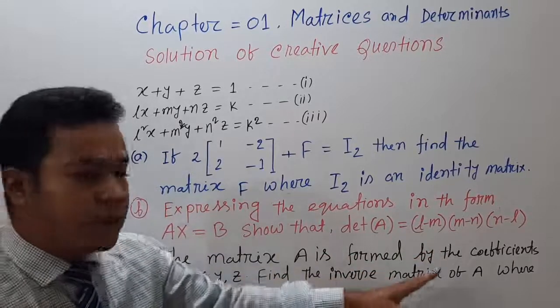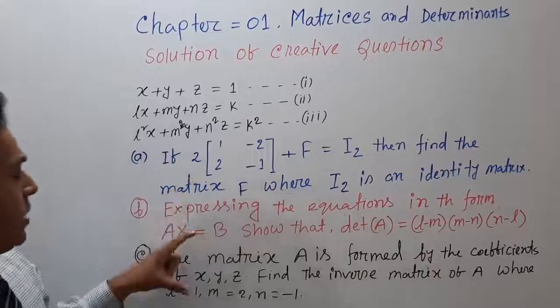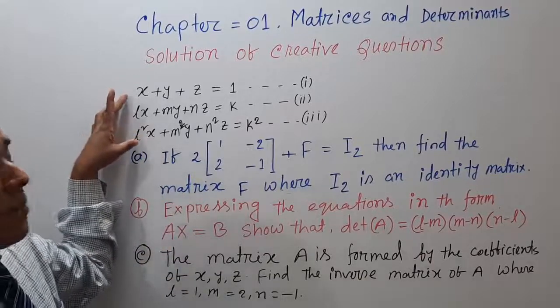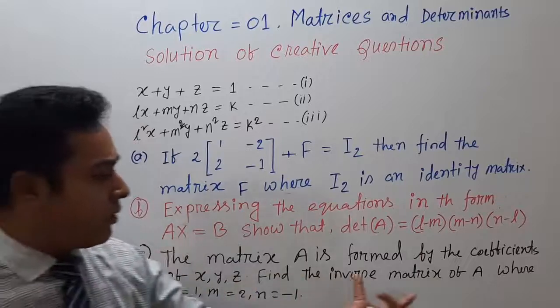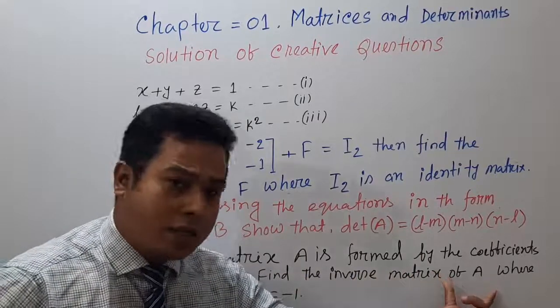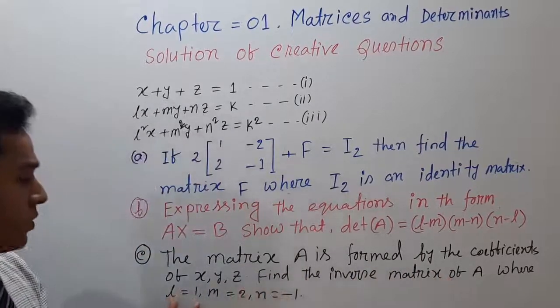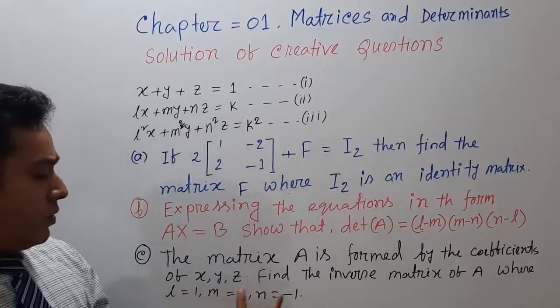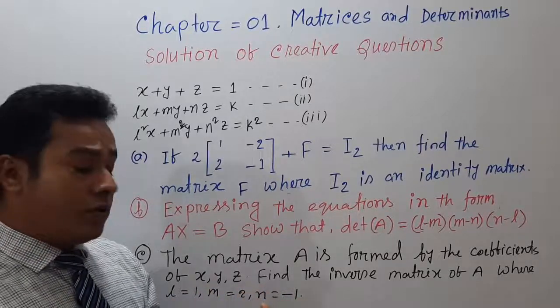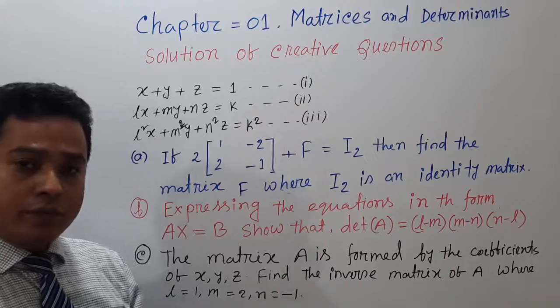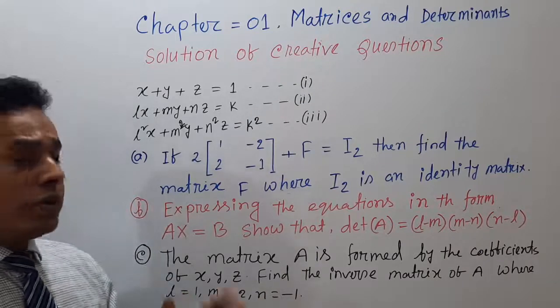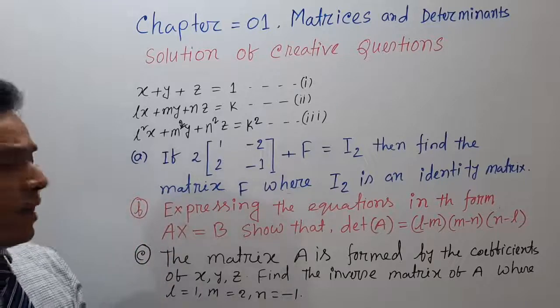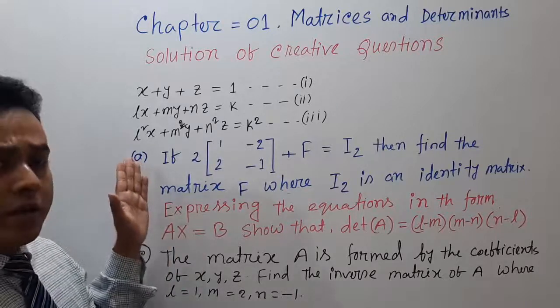Okay, and question number C: the matrix A is formed by the coefficients of x, y, z, then find the inverse matrix of A, where L is equal to 1, M is equal to 2, and N is equal to minus 1. Okay, now dear students, we want to solve this creative question. At first we want to solve question number A.